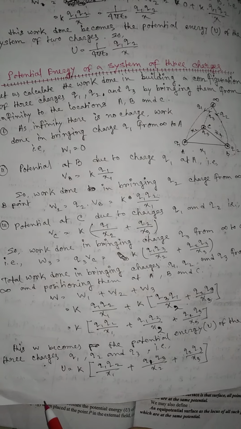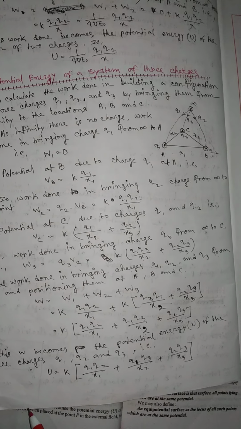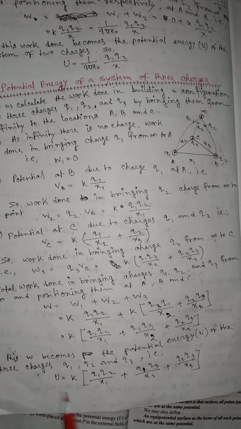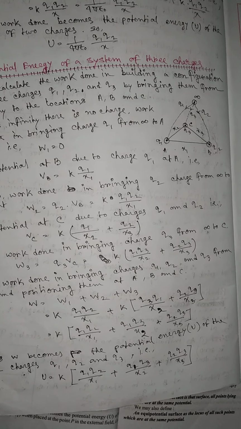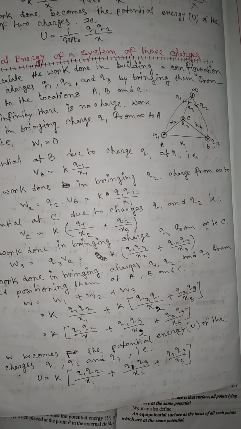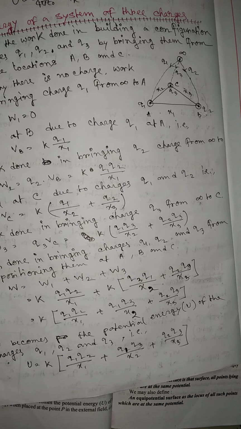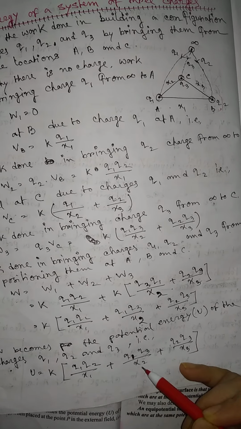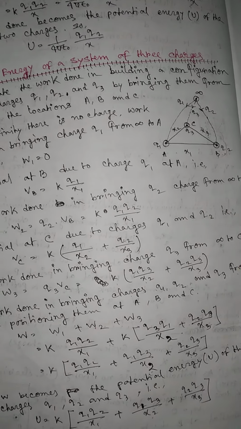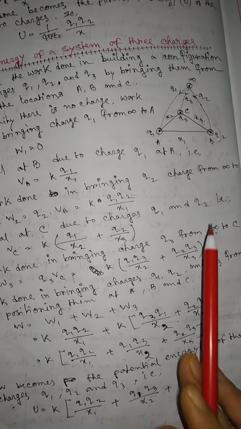So this W becomes the potential energy of the three charges q1, q2 and q3, and that is U equals K into (q1 q2 by x1 plus q1 q3 by x2 plus q2 q3 by x3). So this is the total amount of energy which is stored in this system to form this system.